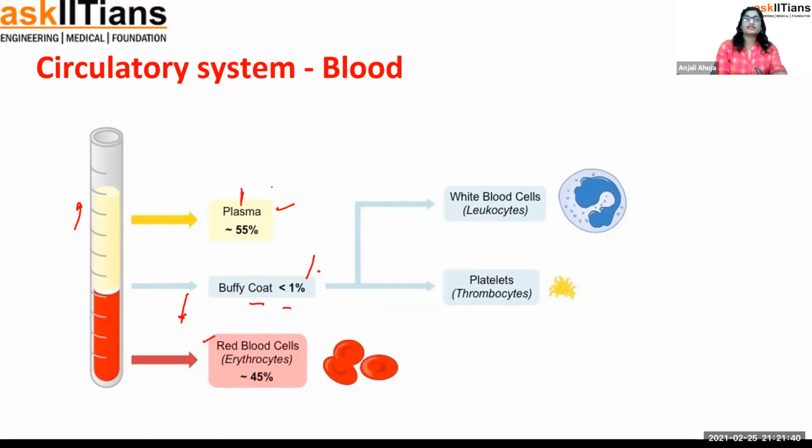Now, what things are present in the plasma? Plasma consists of the clotting factors. Clotting factor means the blood clot. Suppose you have an injury, and after the injury the blood flows and then after a while it stops. The reason is that these clotting factors help it to clot. Clot means to form a lump, to let it accumulate and dry.